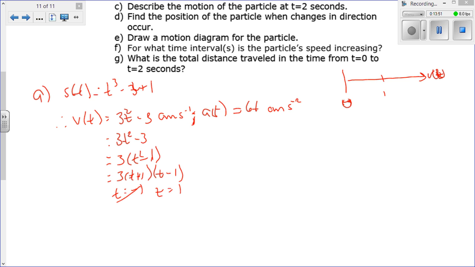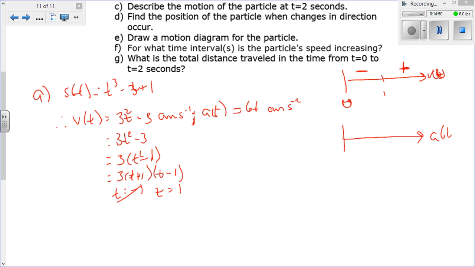Now, if I put a number between 0 and 1 into v of t, would my value be positive or negative? Well, let's see here. If we took a half and we squared it, we'd get a fourth, times 3 would be 3/4, minus 3 would be a negative number. So this would be negative. If I take a number greater than 1, and it doesn't matter what number it is, so let's use a whole number instead of a fraction. Let's try 2. 2 squared is 4. 4 times 3 is 12. 12 minus 3 is positive, so that is plus.